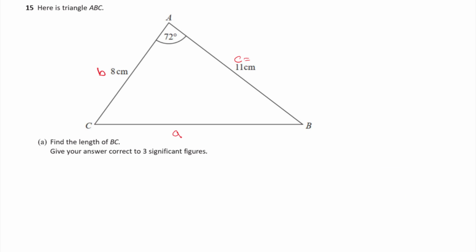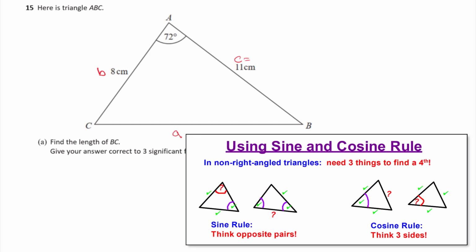Now, when we've got non-right angle triangles, we have 2 trigonometric rules at our disposal. We have got the sine rule and we have got the cosine rule. So normally with these sorts of questions, the first thing you're going to have to do is decide if one or other of those applies to the situation you've got.